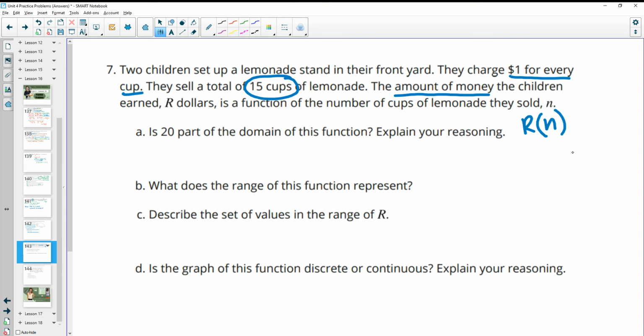Is 20 part of the domain? So N is the domain, okay, and that's the number of cups they sold, right? So N is the number of cups. Is 20 part of that? And that would be no, because they only sold 15.